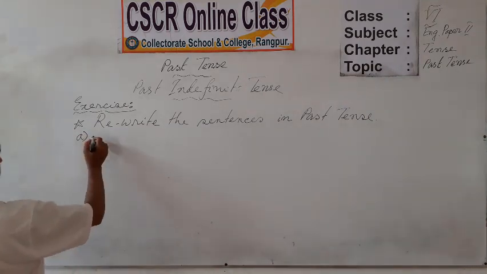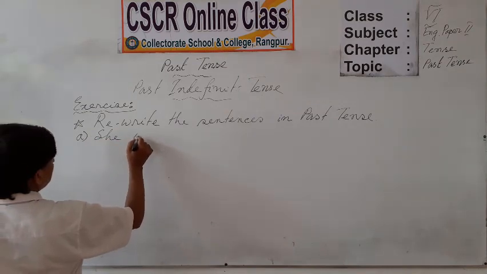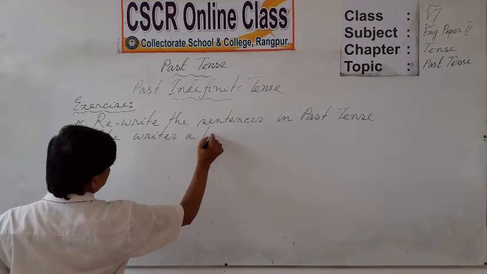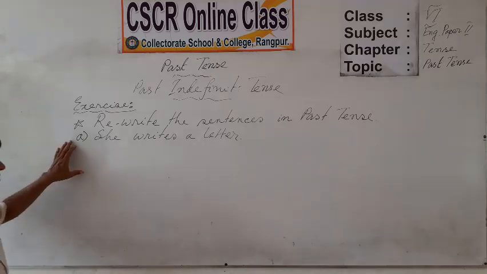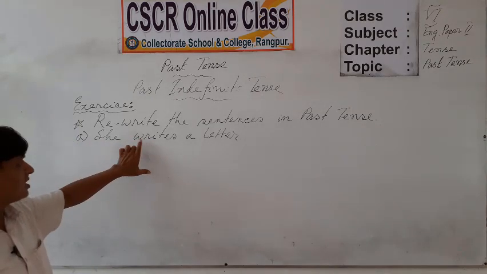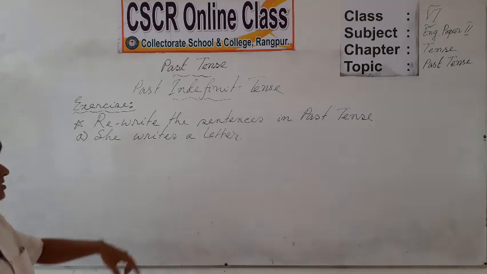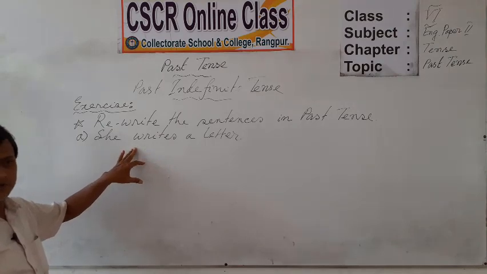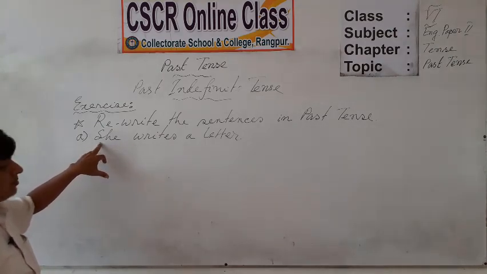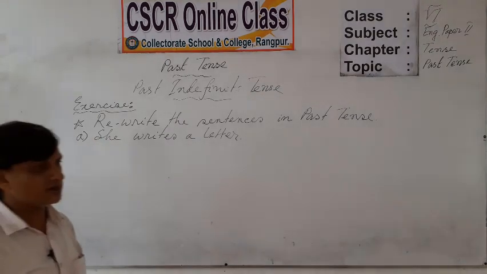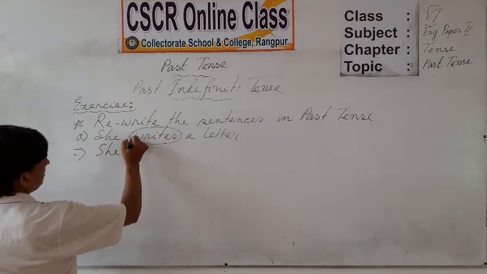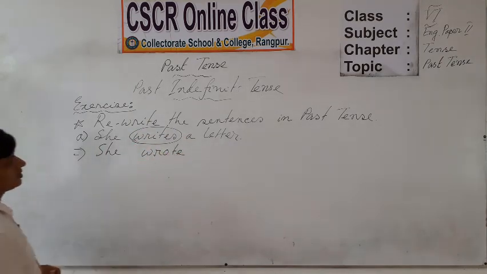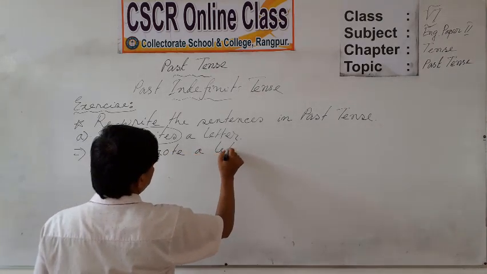Now example A, she writes a letter. Yes, dear students, is the sentence assertive or interrogative? As it is subject plus verb, it is an assertive sentence. And again, affirmative or negative? Of course it must be affirmative. So assertive affirmative structure in past tense: subject plus past form. Subject she, and what's the past form of write? Past form of write is wrote. She wrote a letter.